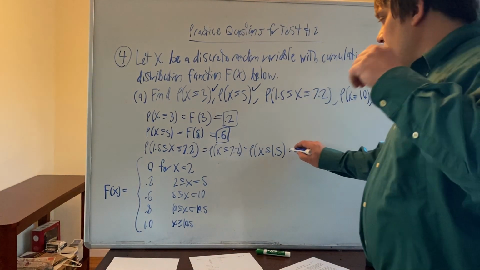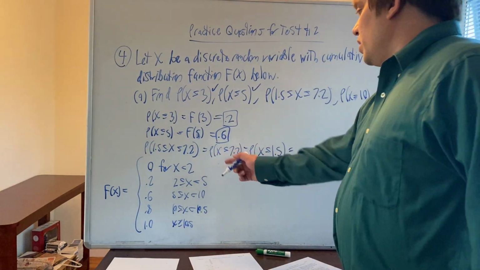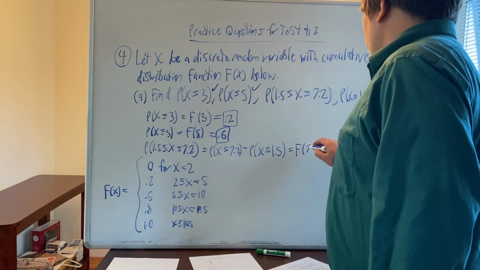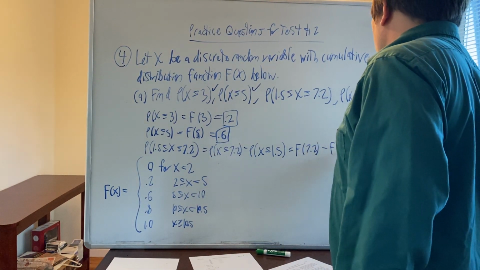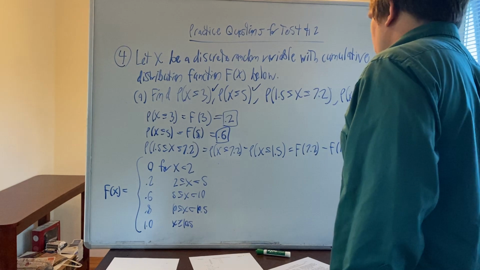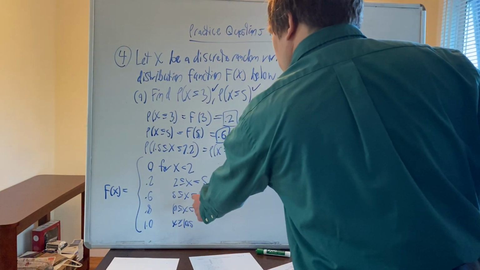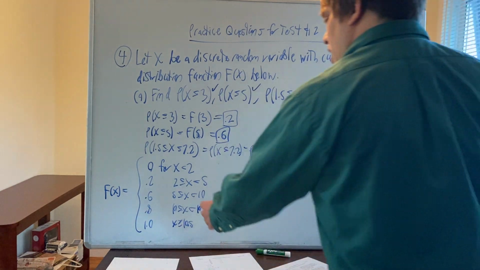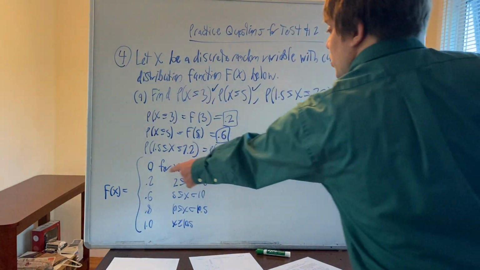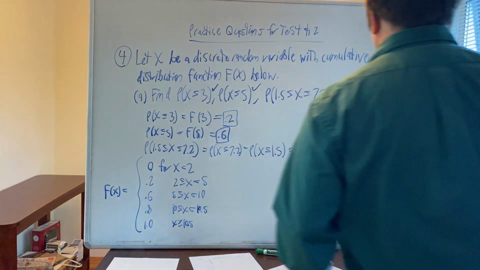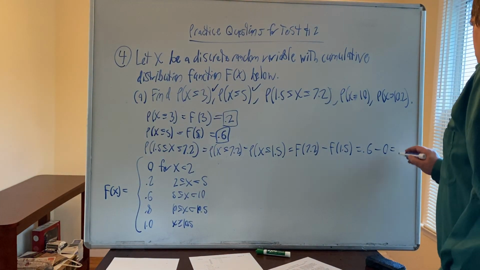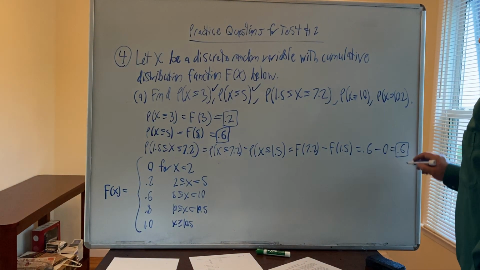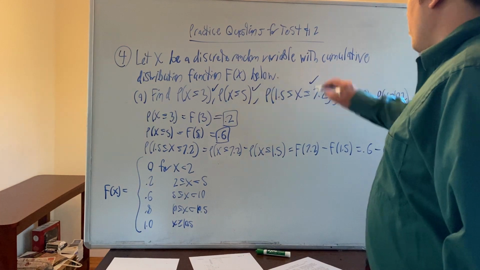And so this is capital F of 7.2 minus capital F of 1.5. And so capital F of 7.2 falls in this range, so that's 0.6 minus capital F of 1.5. 1.5 is less than 2, so capital F of 1.5 is 0. So 0.6 minus 0 is 0.6. And so that's that probability.